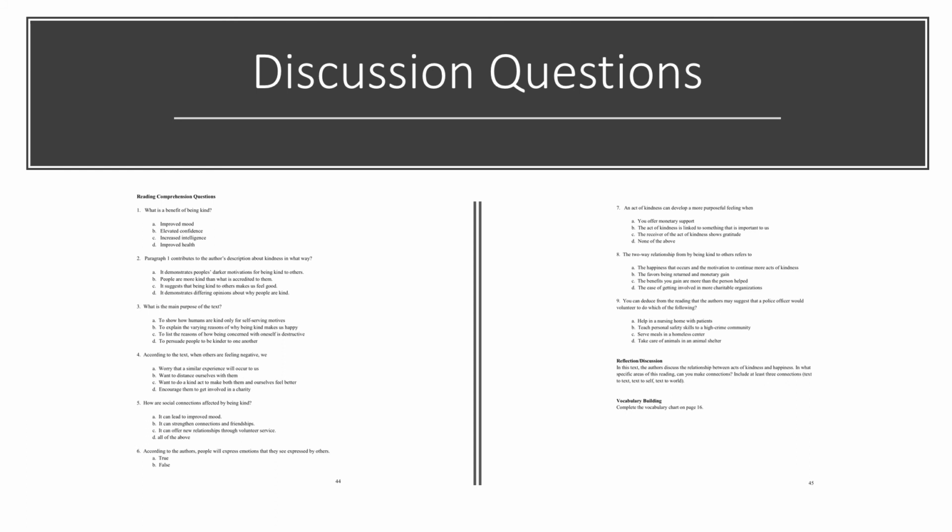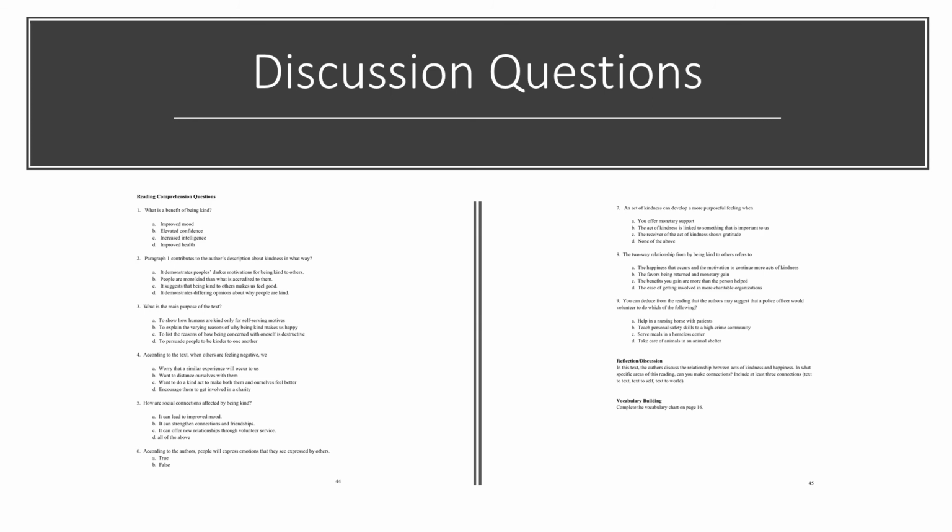Number 5, how are social connections affected by being kind? When you read these, they're all correct, so the correct answer is D, all of the above. Number 6, according to the authors, people will express emotions that they see expressed by others. That is true. Number 7, an act of kindness can develop a more purposeful feeling when B, the act of kindness is linked to something that is important to us.